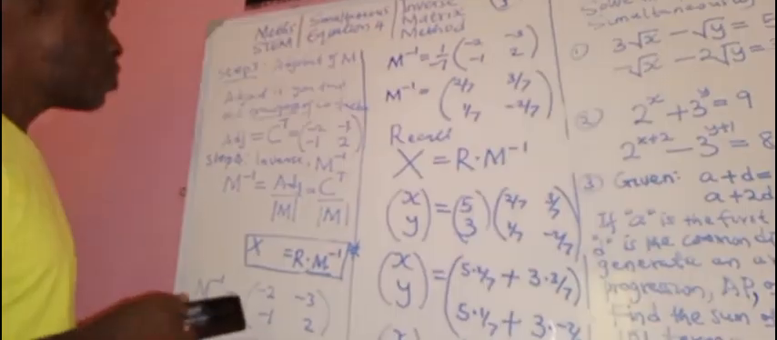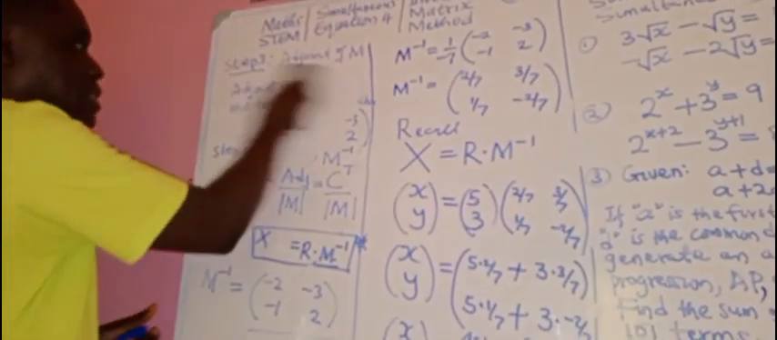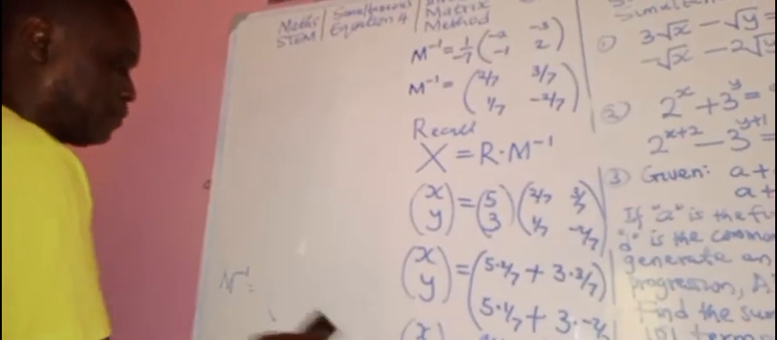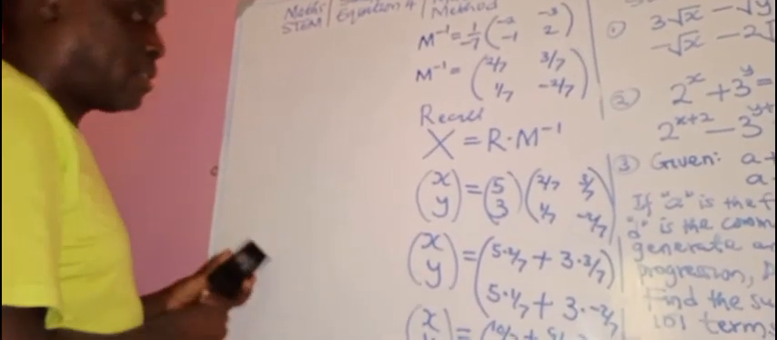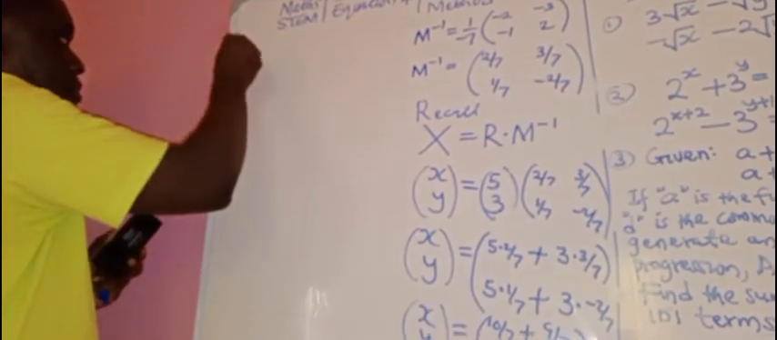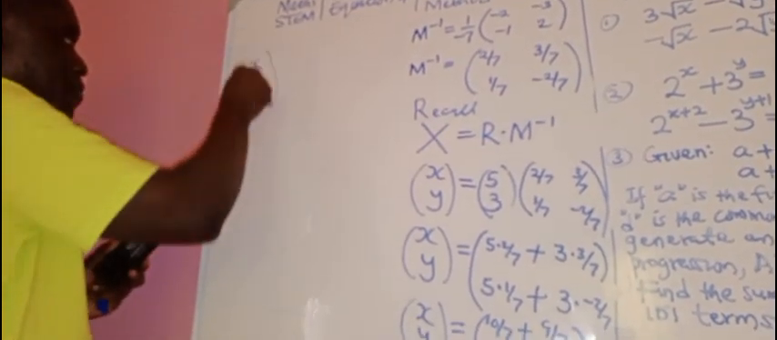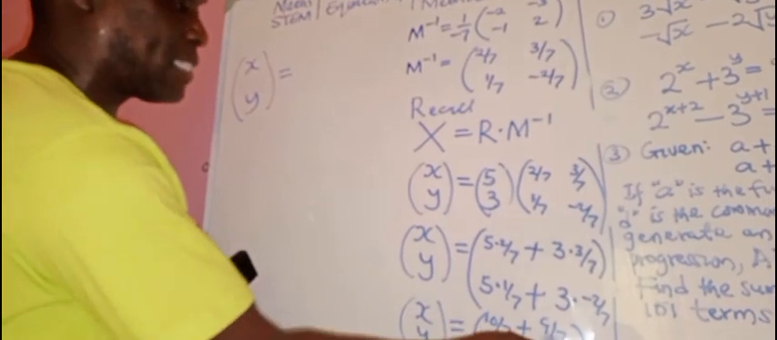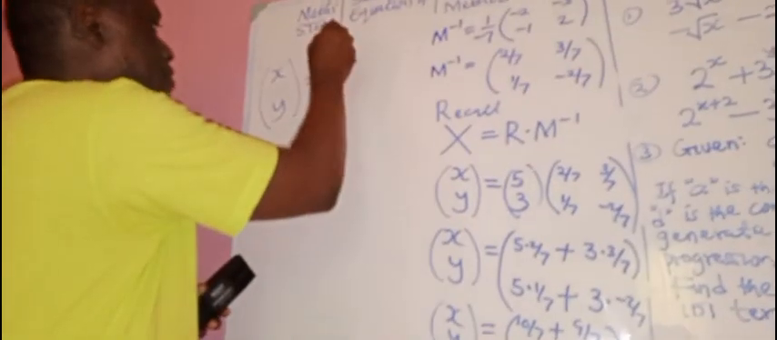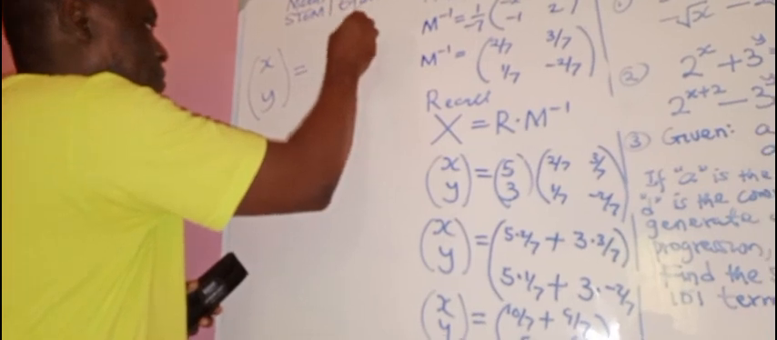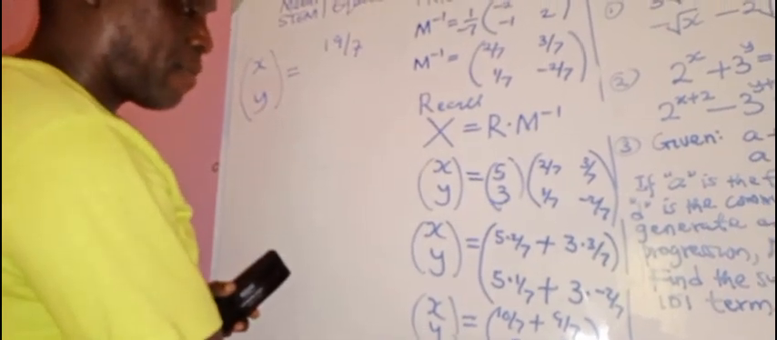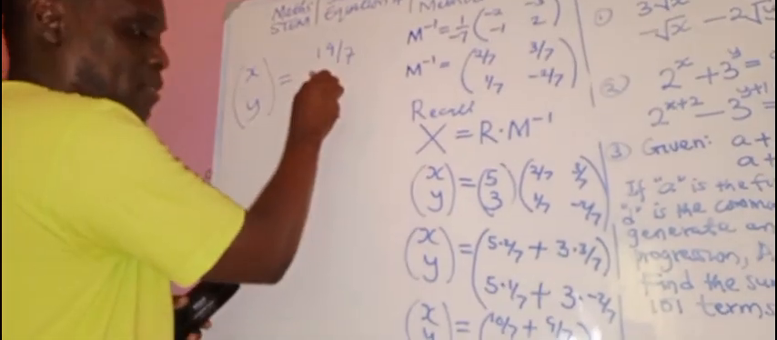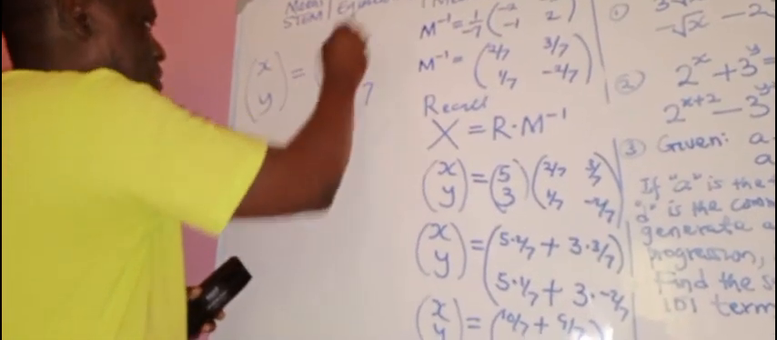Now, we'll come back to this place. Let's hand it up. Okay? Now, if you look at this, this is now xy in matrix form. Now, you add this together. 10/7 plus 9/7. Find the LCM. That will give you 19/7. Then 5/7 minus 6/7. That will give you minus 1/7 in matrix.